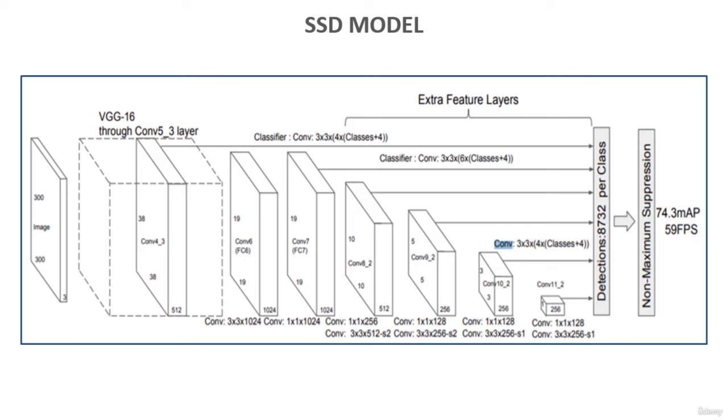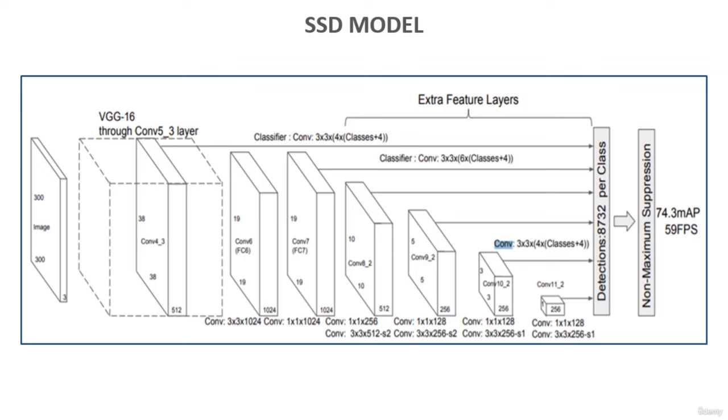The SSD approach is based on a feed-forward convolutional network that produces a fixed-size collection of bounding boxes and scores for the presence of object class instances in those boxes, followed by a non-maximum suppression step to produce the final detections. As we can see in the architecture diagram on the screen, the early network layers are based on a standard architecture such as the VGG16 network used for high quality image classification, which is called the base network.